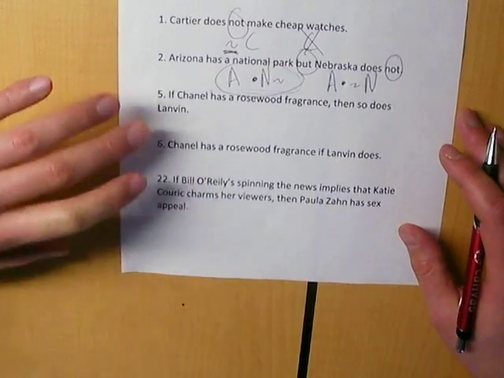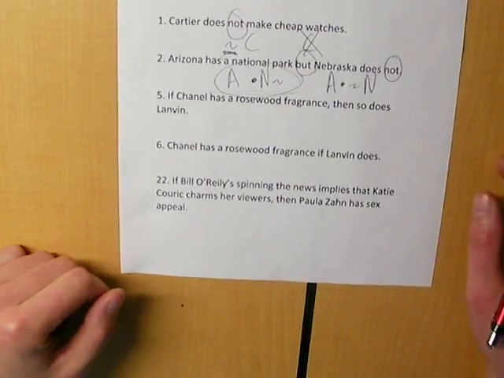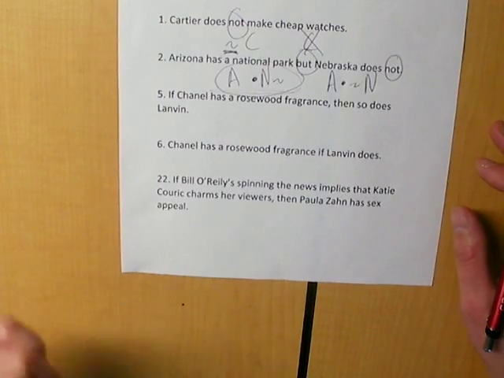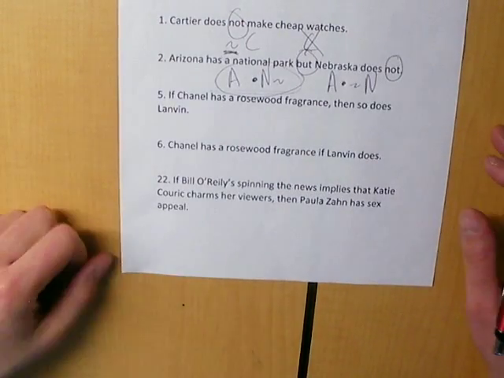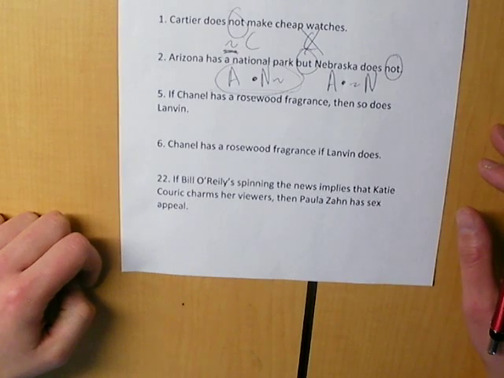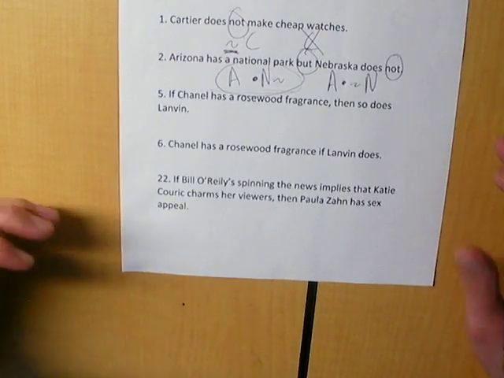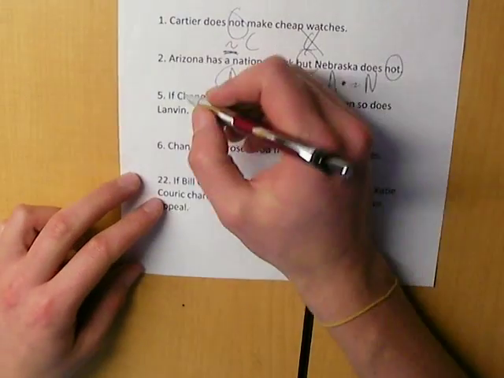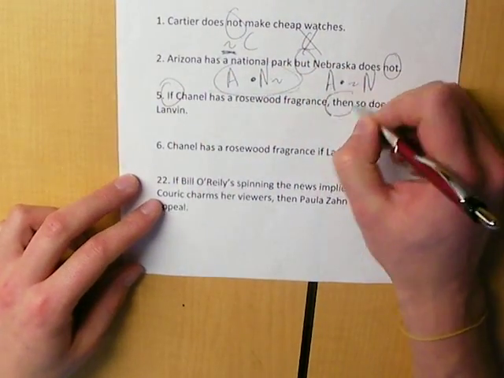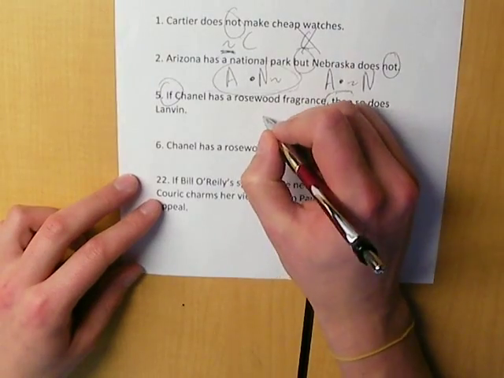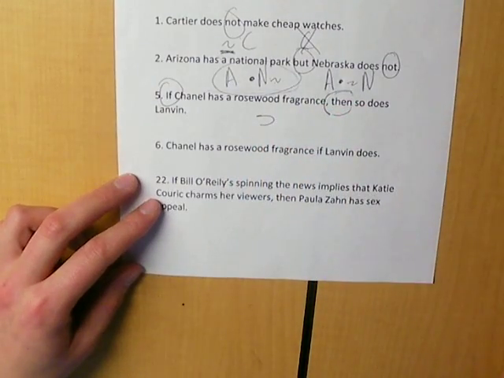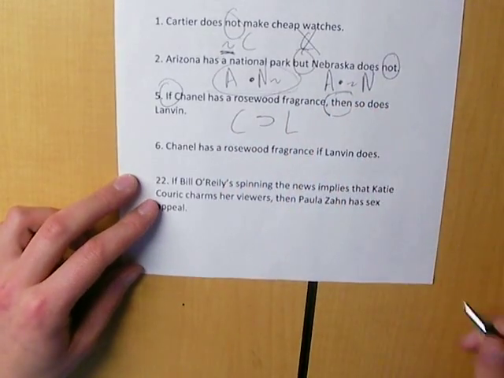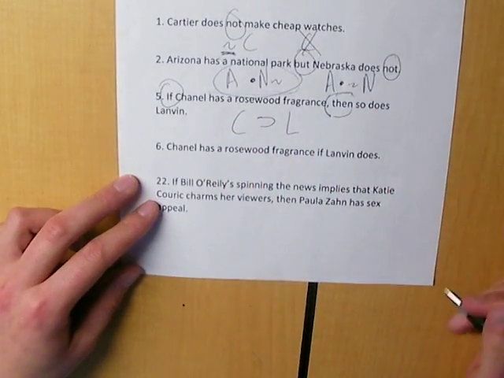Let's take a look at 5 and 6. These two are good to compare and contrast. The language here is quite similar, but the translation is actually ever so slightly different. So number 5, first of all. If Chanel has a rosewood fragrance, then so does Lanvin. So read through it, get a sense. What operators? If, then, that's the standard translation for the horseshoe. Assign variables. C for Chanel, L for Lanvin. Number 5, C horseshoe L.